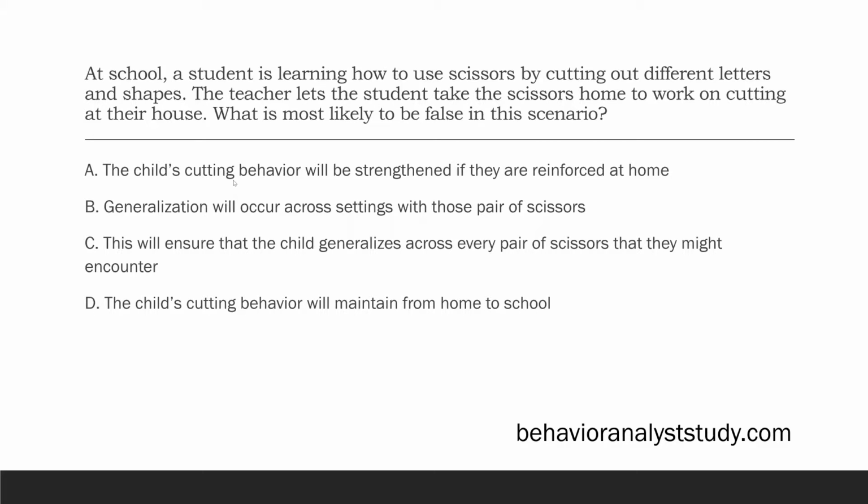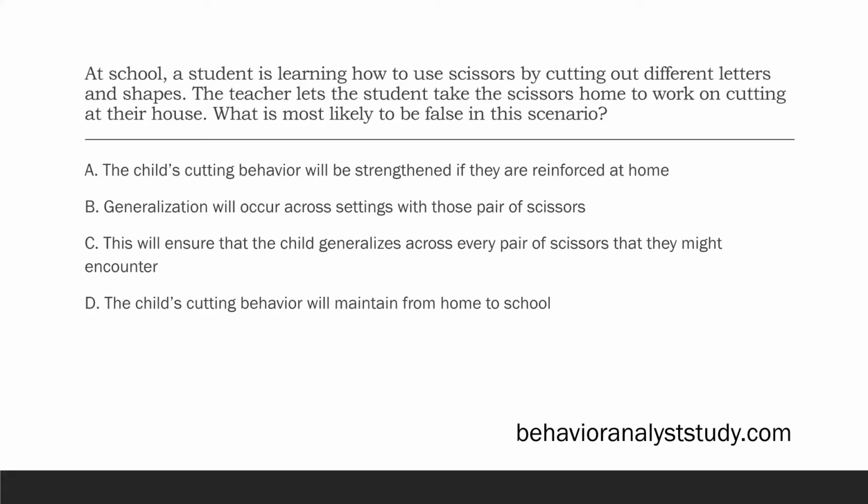So if we look at A, the child's cutting behavior will be strengthened if they are reinforced at home. That seems like it would be true. If they cut with the scissors they use at school and we reinforce at home, ideally, we expect the child's behavior to be strengthened. That seems to be true. B, generalization will occur across settings with those pair of scissors. Sure, if I'm learning to do something in one environment with stimuli, I take that stimuli to another environment and learn, that's aiding my generalization, right?